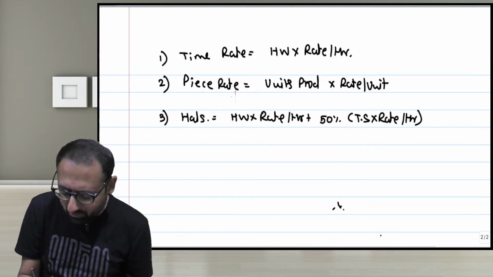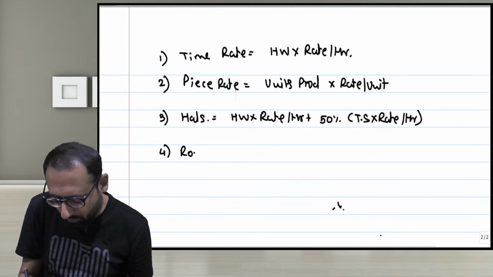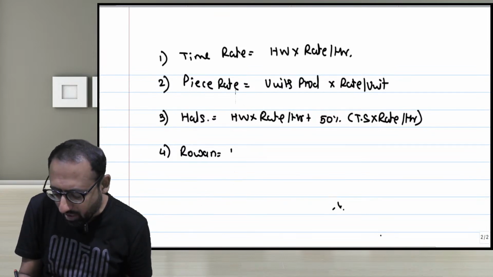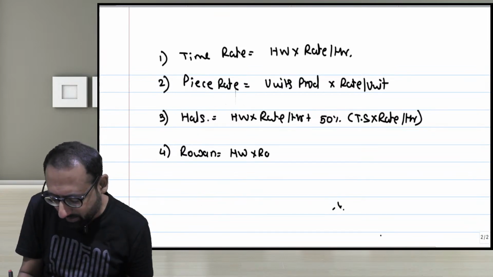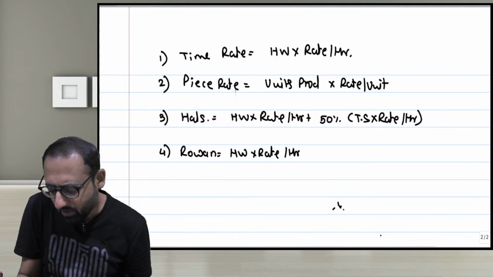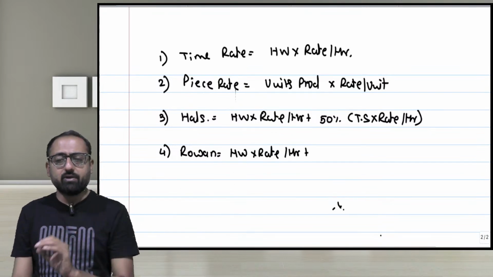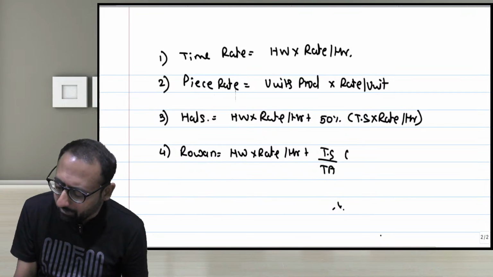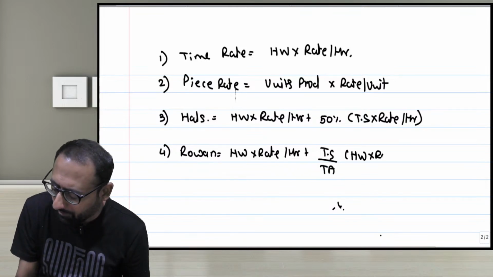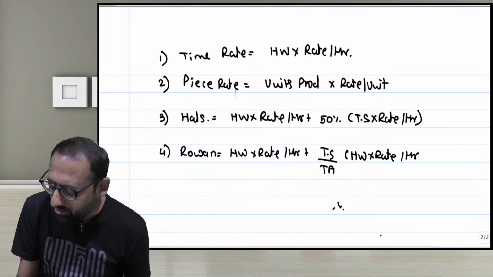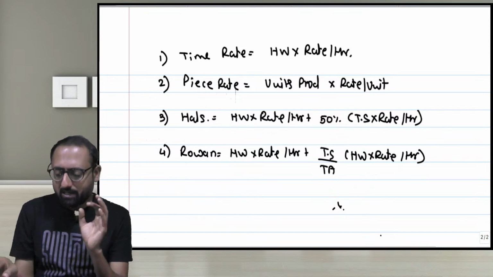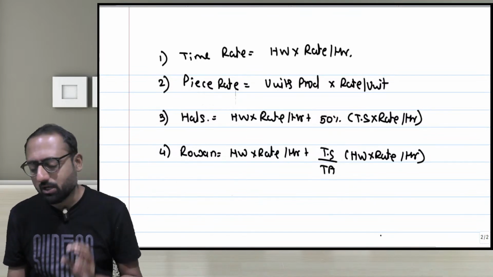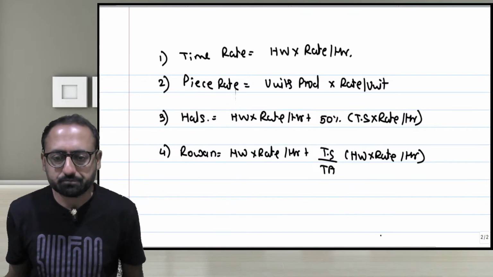Boys and girls, let's work out the formula for Rowan. The Rowan formula is very simple. Hours worked multiplied by rate per hour. The first part is common. Plus, we are going to prepare one equation: time saved divided by time allowed, multiplied by hours worked, multiplied by rate per hour. So these are the four formulas you are going to work out in the first part: time rate, piece rate, Halsey and Rowan.